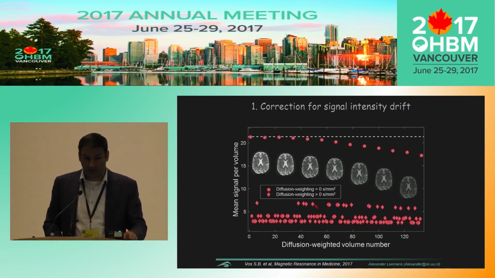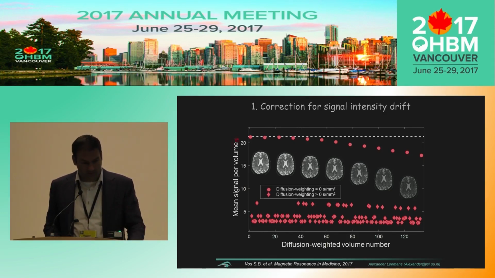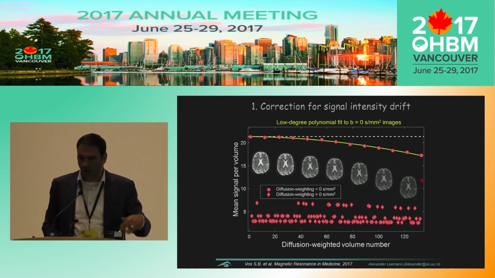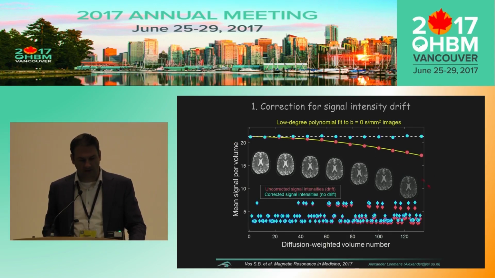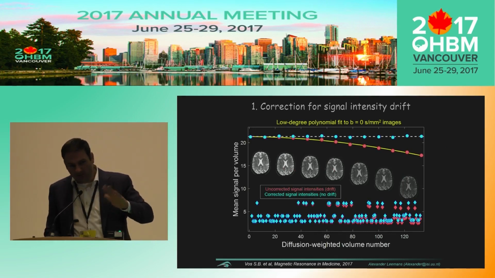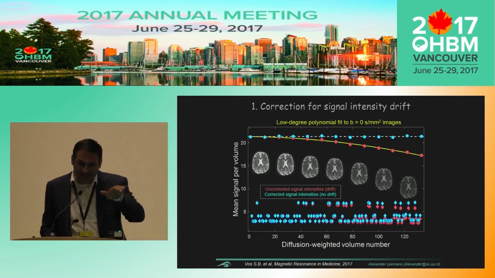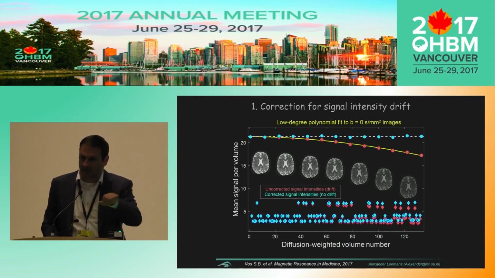Luckily, you can correct for this in an almost trivial way, because if you've got these multiple B0 images, you can just fit a low order polynomial to it, and then use that trend information across all your data and correct for it. And some people argue, well, I only have one B0 image. Can I still correct for the signal drift? Yes, you can, as long as your B value is not more than 1500, because then this trend cannot be reliably estimated anymore.